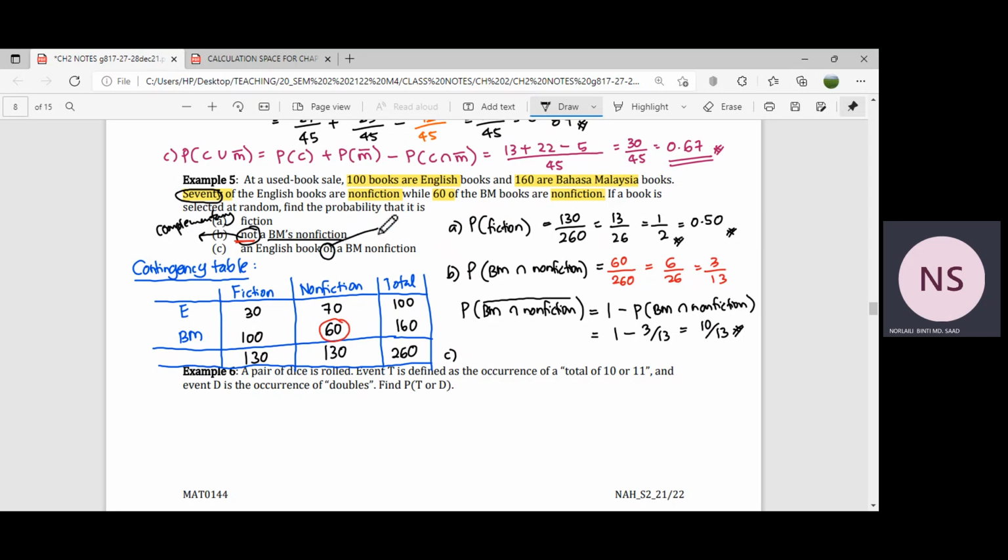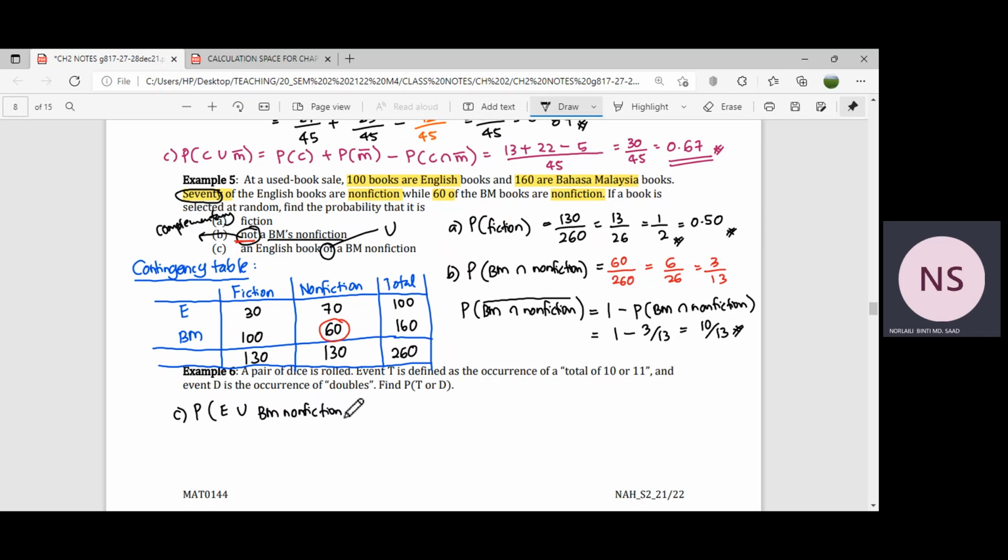And then for question C, where we have an English book, or when it deals with the word "or", we need to use union. For this union, we have the addition rules. This is the solution for C. The probability for an English book, which is E union BM non-fiction.